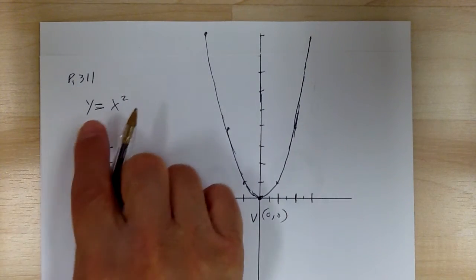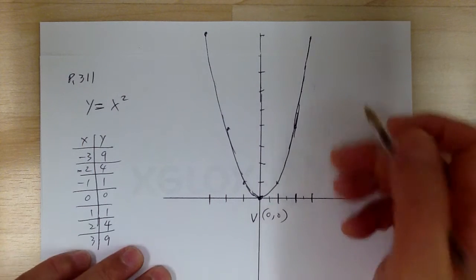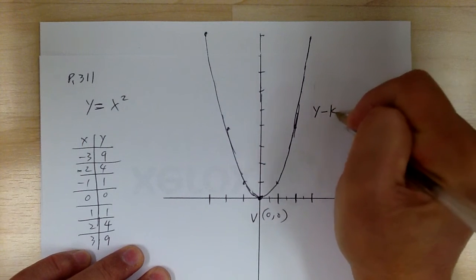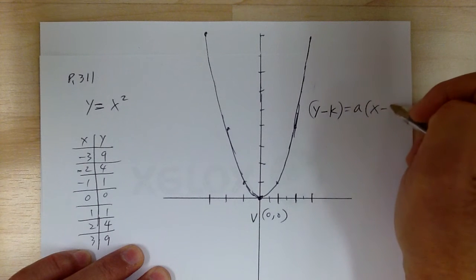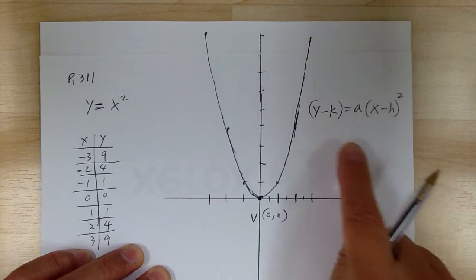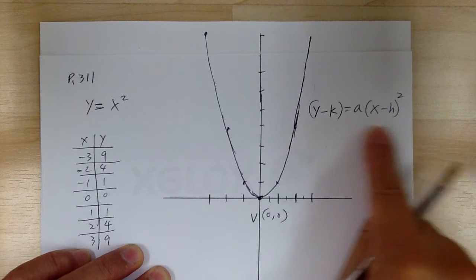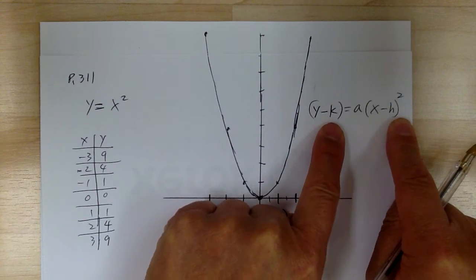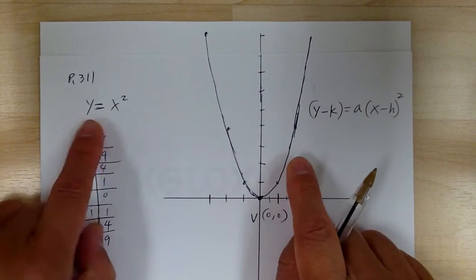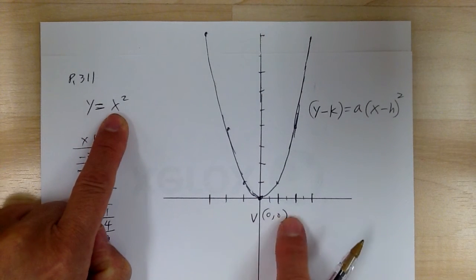But most of the time, the equation is not this nice. Most of the time, you're going to get y minus k equals a times x minus h squared. Most of the time, you're going to get a lot of other stuff. Okay? So the h and the k will give you the vertex. So right now, notice there's nothing over here. That's why it's 0, 0.